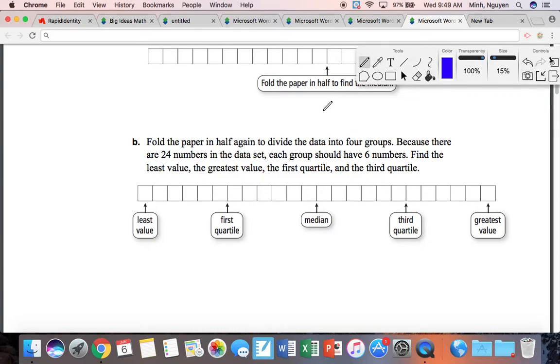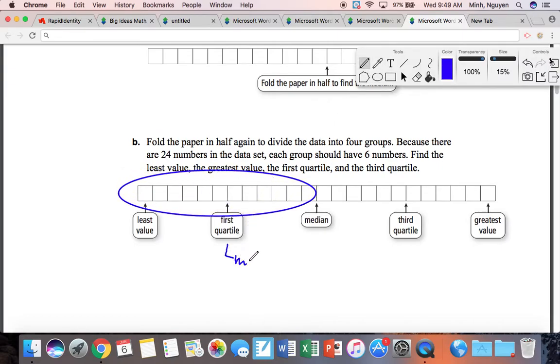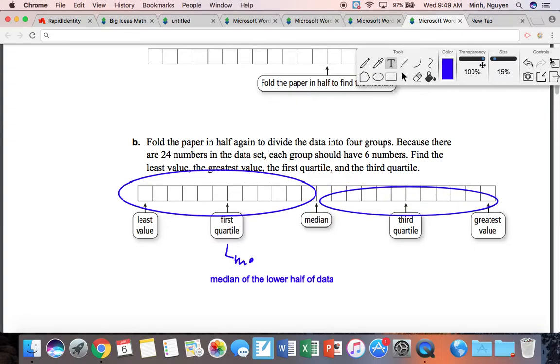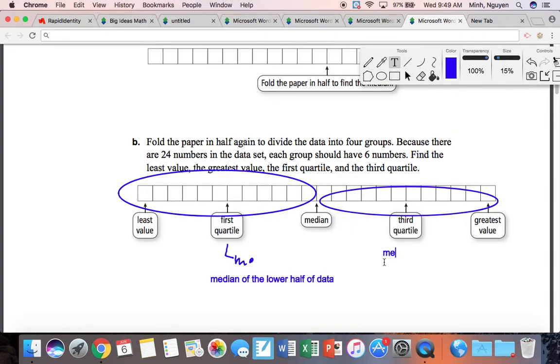Really what you're doing is you are splitting the data set in half at the median, and the first quartile is the median of the lower half of data. And the third quartile is just the same thing but for the other half. So the median of the upper half of the data. Or you could say greater.